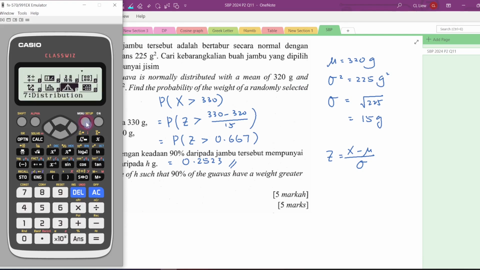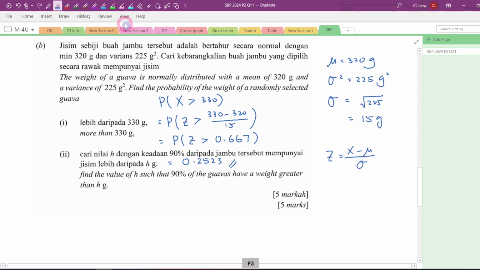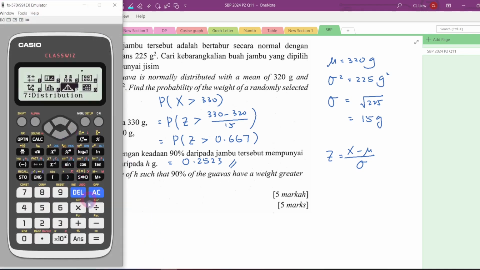Just press menu, look for distribution, and then normal cumulative distribution. Okay, so for this one you just key in 330. For the upper bound you just key in a very large number. Let me key in again, 330. Oh, sorry. This one I just key in a very large number.